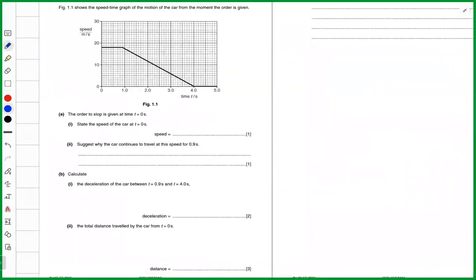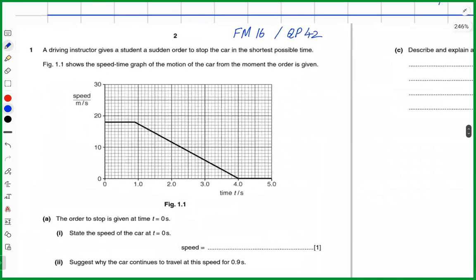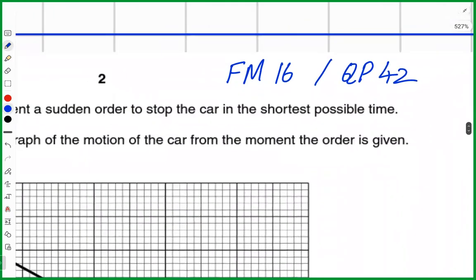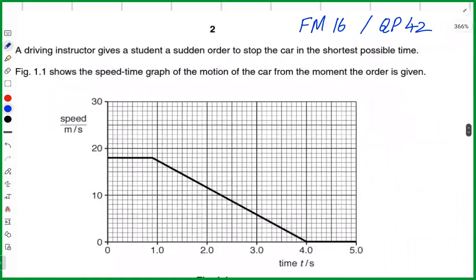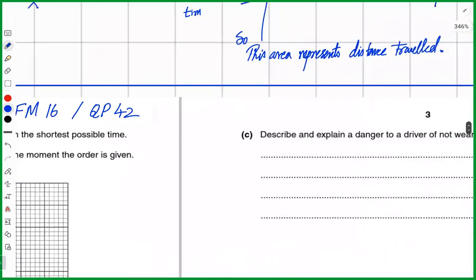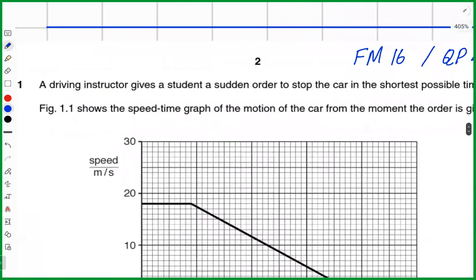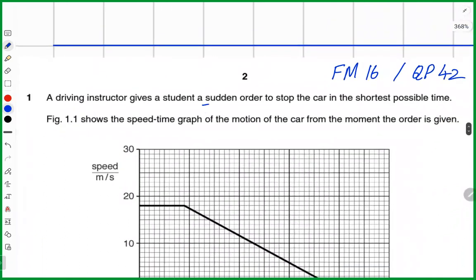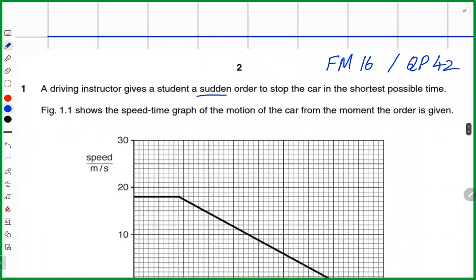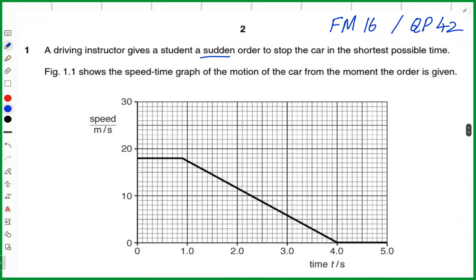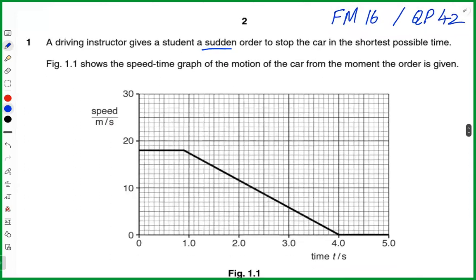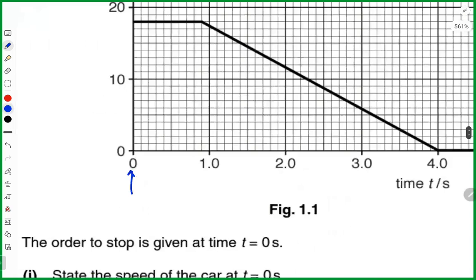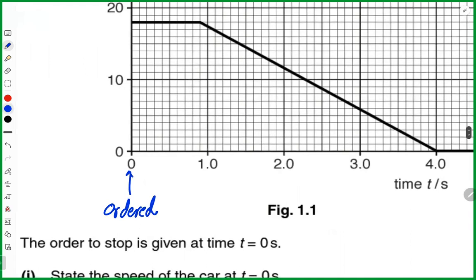Okay, let's see how to solve this question. This is a question from the February March paper 2016, question paper 42. This is question number 1 from the paper. A driving instructor gives a student a sudden order to stop the car in the shortest possible time. Figure 1.1 shows the speed time graph for the motion of the car from the moment the order is given. So the order is given here.